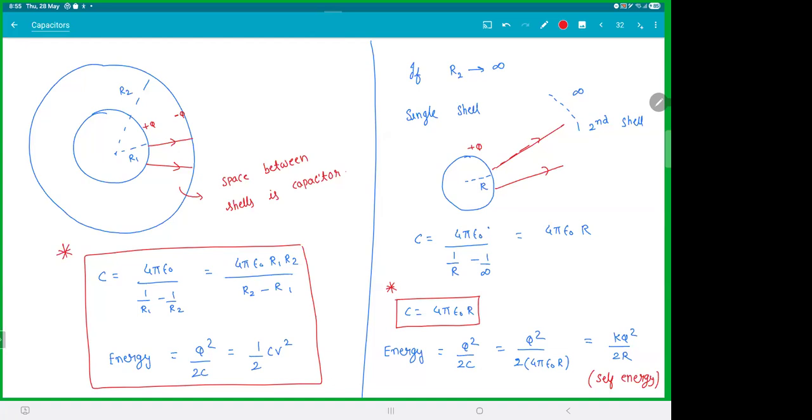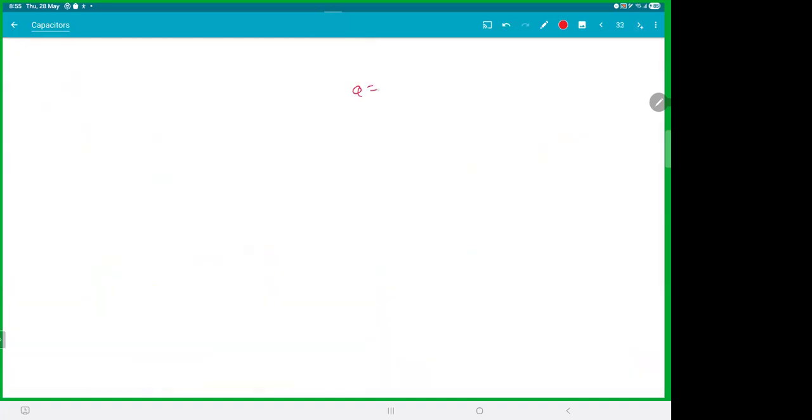All clear with the stuff? A single shell and double shell. So these are new formulas. So till now, how many formulas do you know? Q is equal to CV, field is equal to sigma by epsilon, or potential difference by distance. What is the other one? I forgot. C is equal to A epsilon by D for parallel plates.